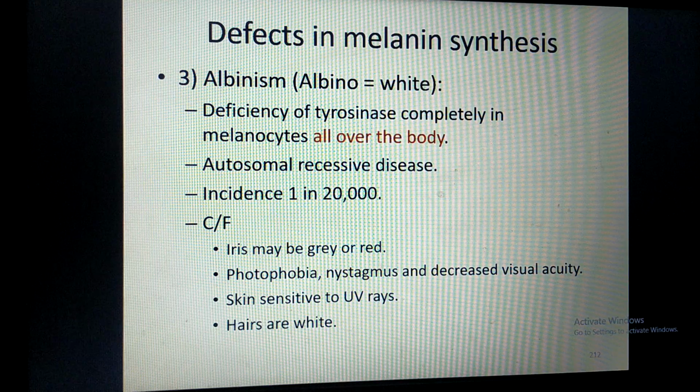Nystagmus. The pupils of such patients are continuously oscillating, and there is decreased visual acuity. That means the patient cannot see the object clearly. Due to deficiency of melanin, the skin becomes sensitive to ultraviolet rays, and the hairs are white.